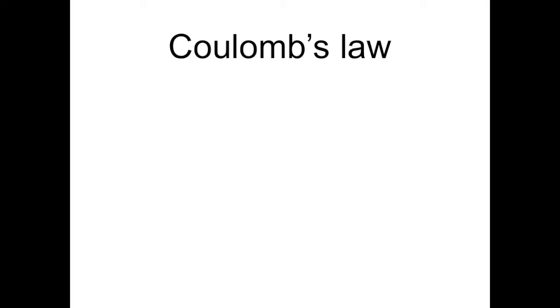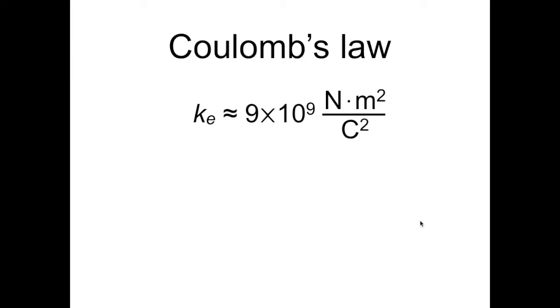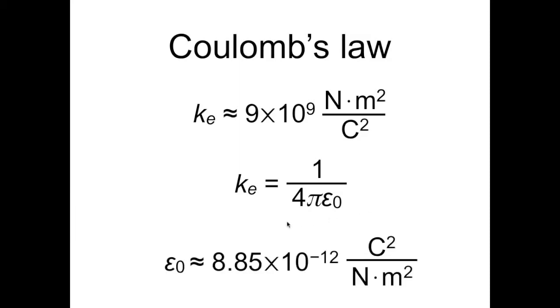Finally, just a little housekeeping, but not critical to understanding Coulomb's law. We've thrown around this number K, 9 times 10 to the 9 Newton meters squared per Coulomb squared. Another way to write K is 1 over 4 pi epsilon naught, where pi is the numerical constant, 3.14159, etc., and epsilon naught is what's known as the vacuum permittivity, also known as the permittivity of free space, and it's approximately equal to 8.85 times 10 to the minus 12 Coulomb squared per Newton meter squared.